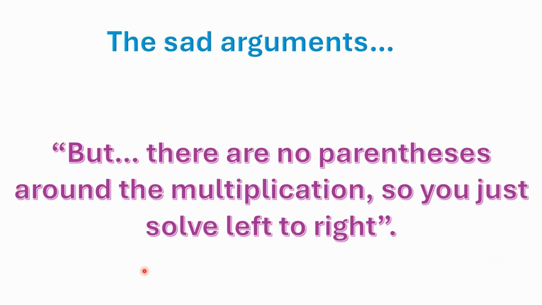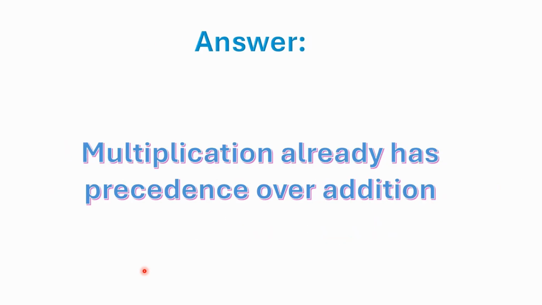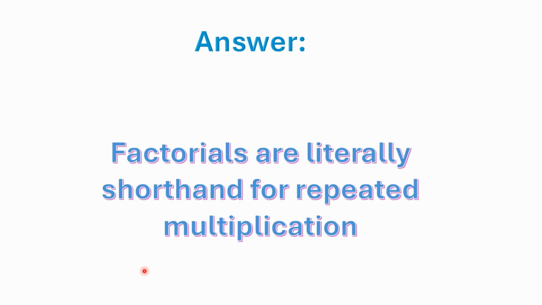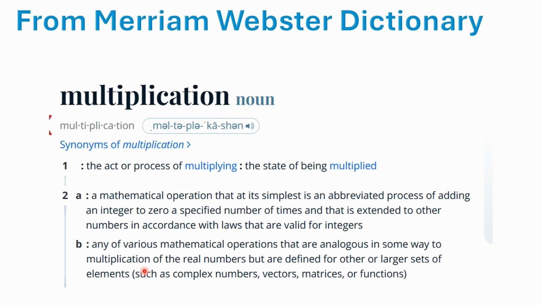All right, there's a lot of sad arguments out there, and I run into these all the time. A lot of people say things like, well, gee, there's no parentheses around any of the multiplications, so you just solve left to right. Well, multiplication already has precedence over addition. Factorials also have precedence over multiplication and division. Factorials are literally shorthand for repeated multiplication.